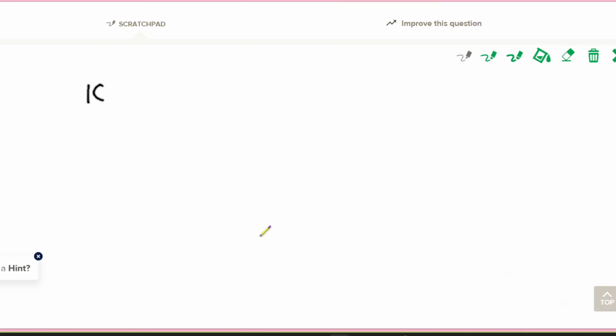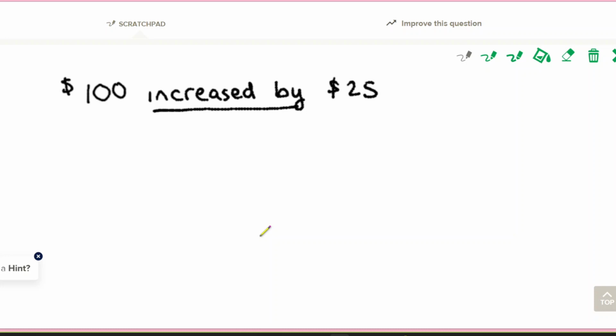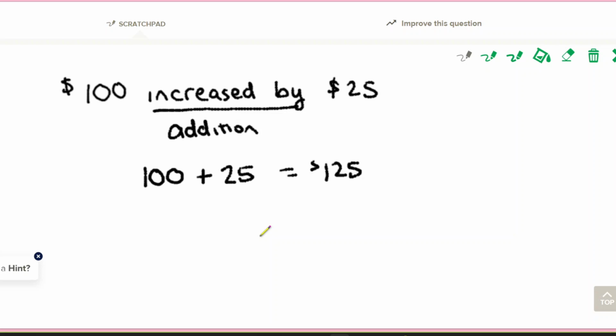So they said Mike had $100 and it was increased by the $25 after the tutoring job. The words "increased by" imply addition, the operation of addition. So the amount of money that Mike has after the tutoring job is going to be 100 plus 25, or $125. Right, so hopefully that was a simple enough one.